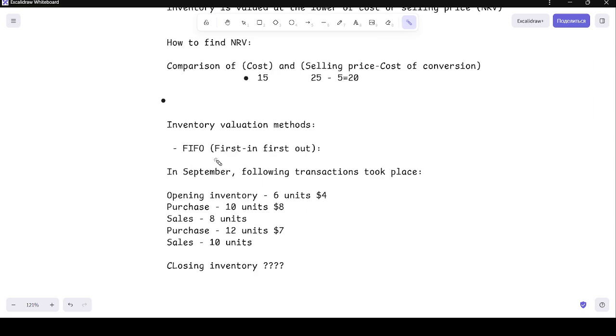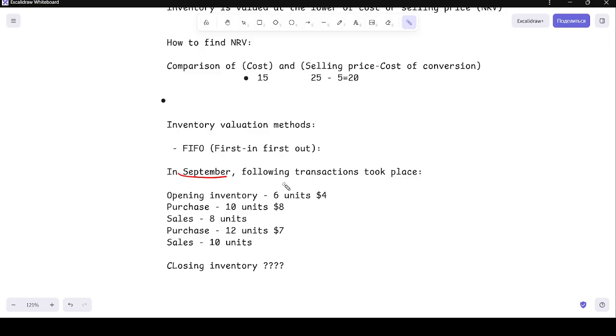And let's talk about FIFO, first in, first out. That means we will sell our first product, or we will sell the product that was purchased first. This method is mostly common in stores. That gives us an advantage to reduce our abnormal wastage and also perishable goods.